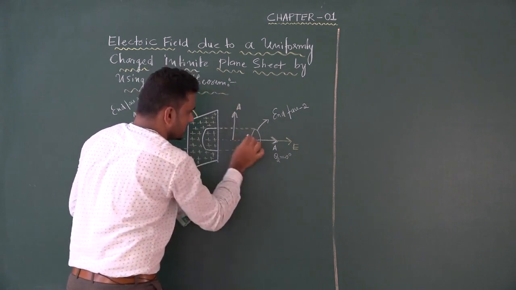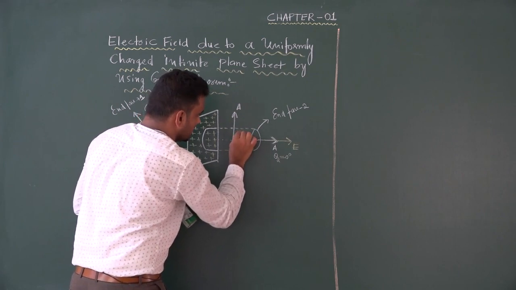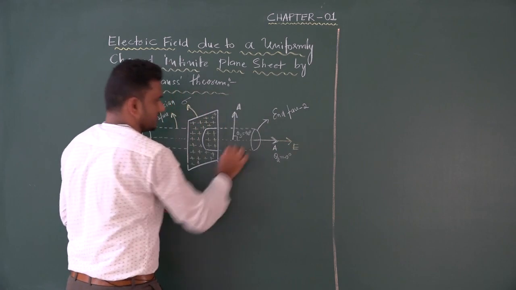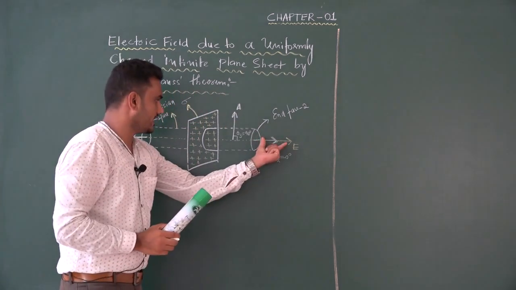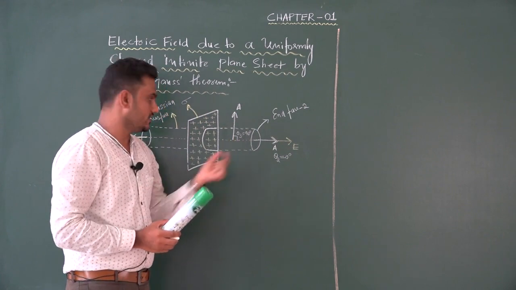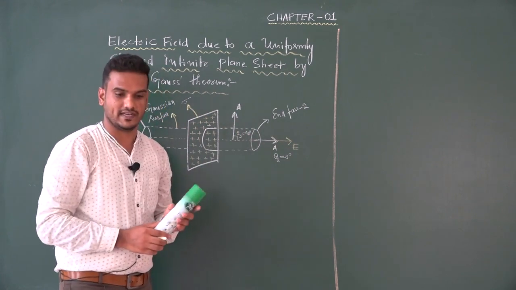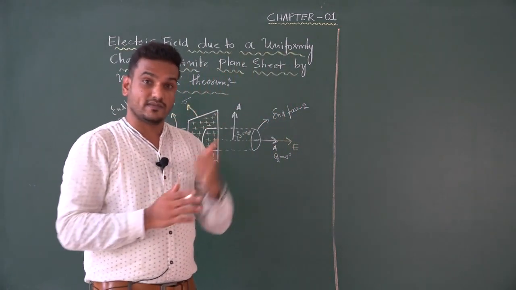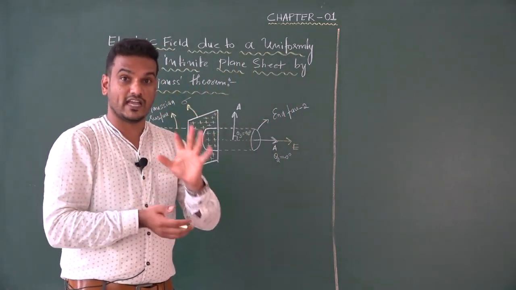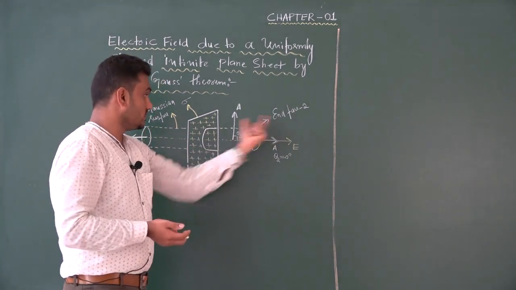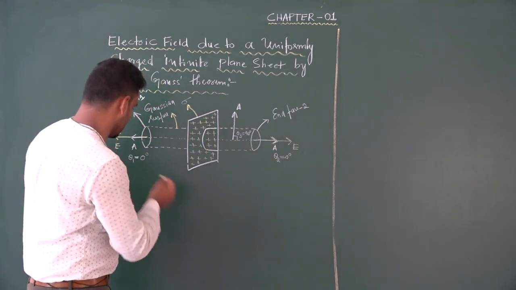Now look, theta 3 is equal to 90 degrees, perpendicular to each other. The direction of the electric field and the area vector are perpendicular to each other, so theta 3 is equal to 90 degrees. Now, what we did in the first application, the same thing we are doing. We are calculating electric flux through end face 1, end face 2, and the electric flux through the curved surface.